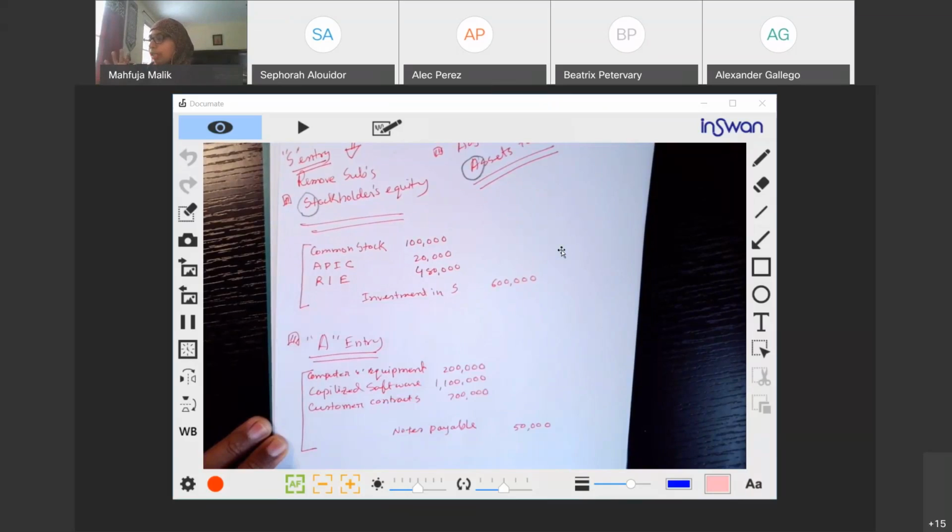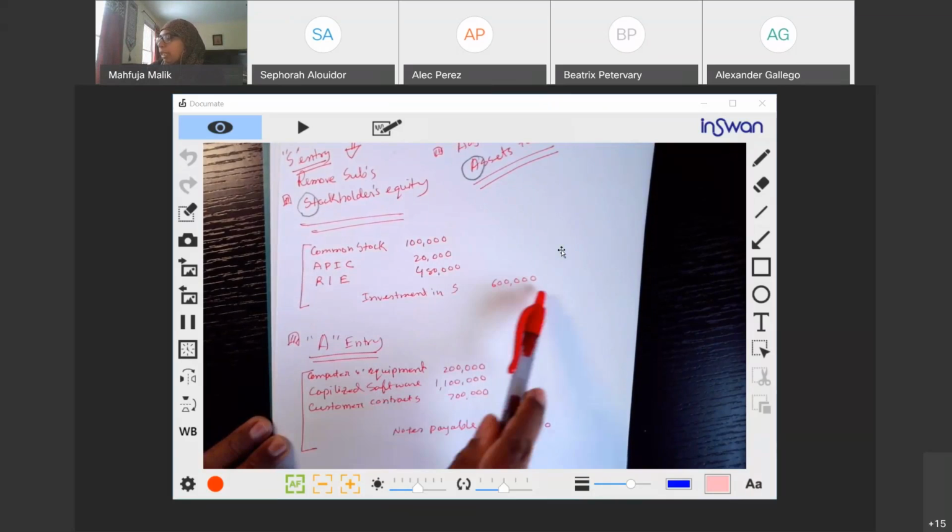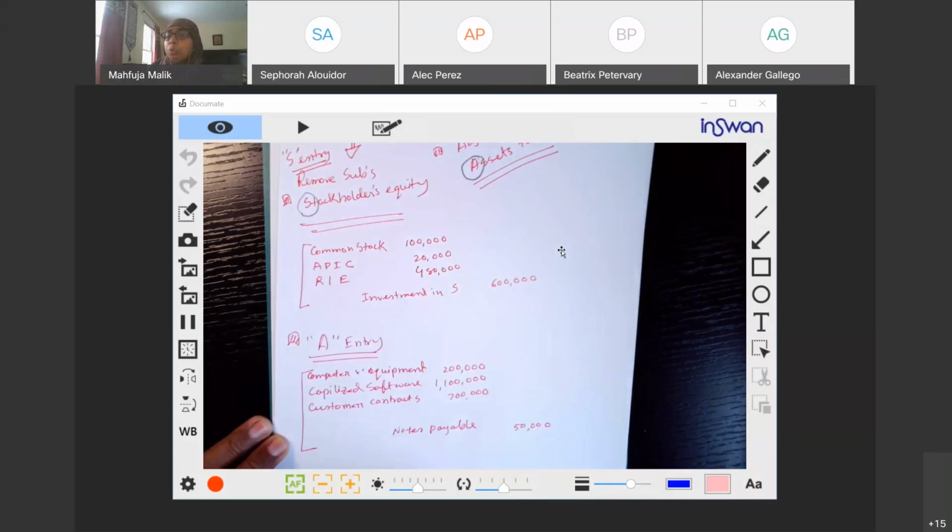Our goal is to eliminate the investment balance. And originally the investment was 2.62 million. From our S entry, we eliminated 600,000. I still have an investment balance of 2,020,000. So now I'm going to eliminate it.